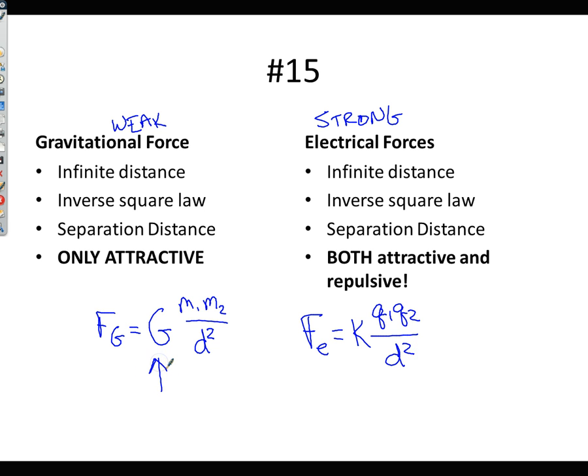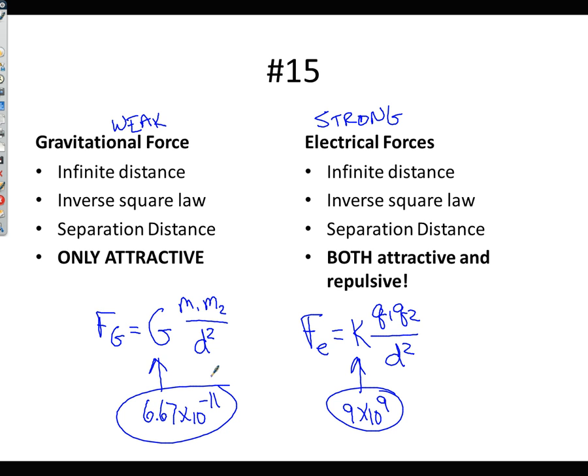The number for G, we remember, is 6.67 times 10 to the negative 11th, and the value for K is 9 times 10 to the 9th. So it's much larger than the value for the gravitational constant. Both of them act over an infinite distance. Doesn't matter how far away you are from something, it will have both an electrical and a gravitational field. They both obey the inverse square law. We know that because we see the d squared on the bottom.